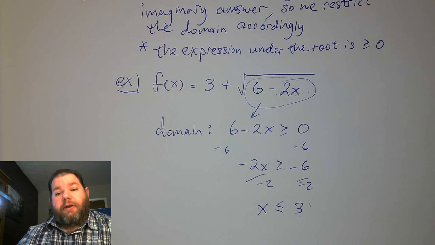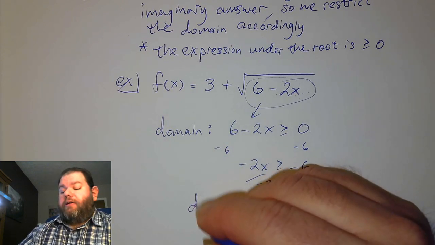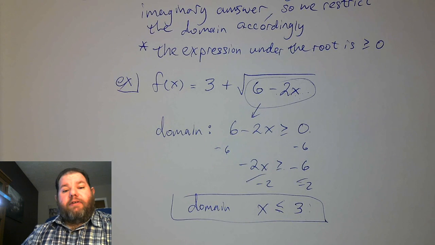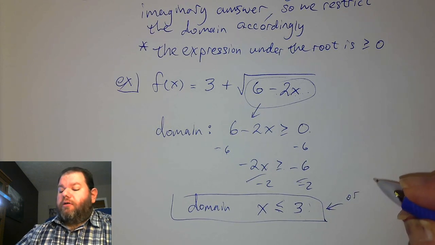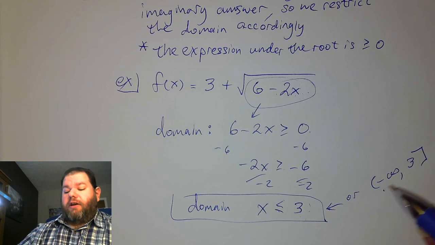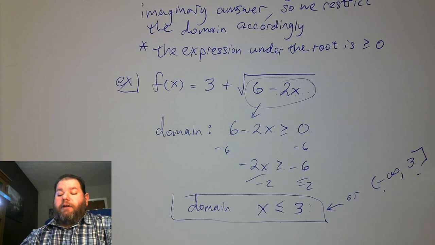We did some talking about imaginary numbers back in chapter 1, but really we won't be worrying about them for probably the rest of the semester at this point. We want to instead focus on real numbers, especially when we're talking about domains. We want to make sure we're only working with real numbers. So our domain is just x being less than or equal to 3, or with interval notation we could say negative infinity to 3. And because it says equal to, we'll put a bracket there.